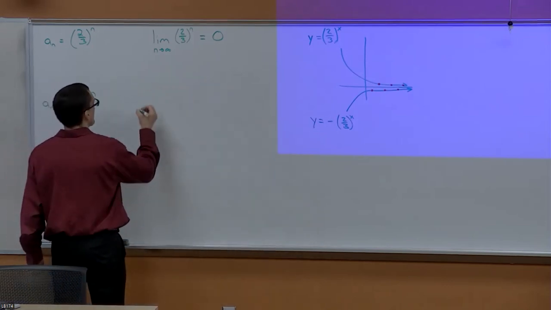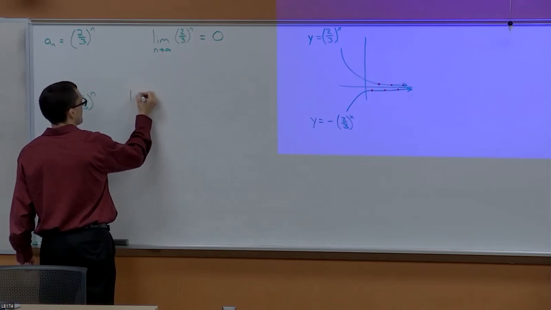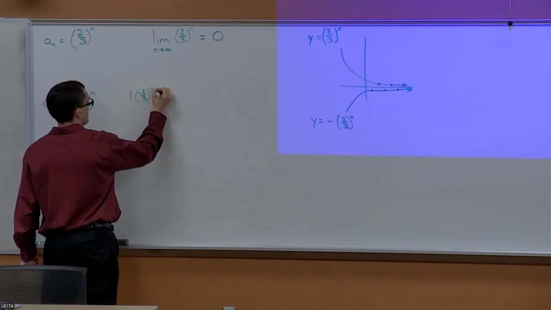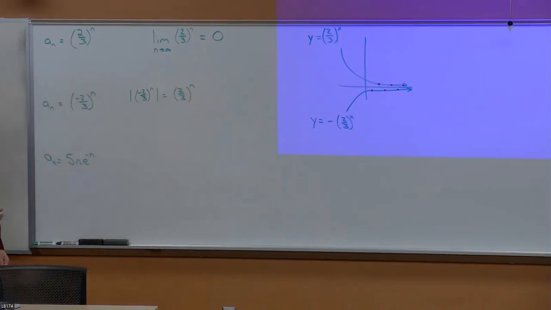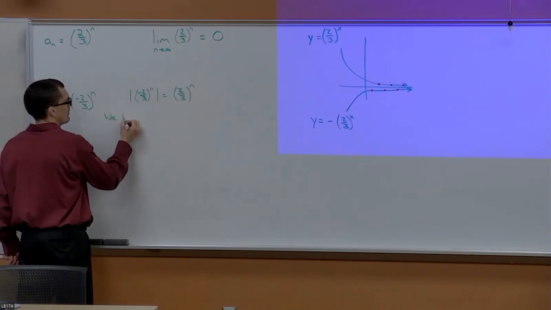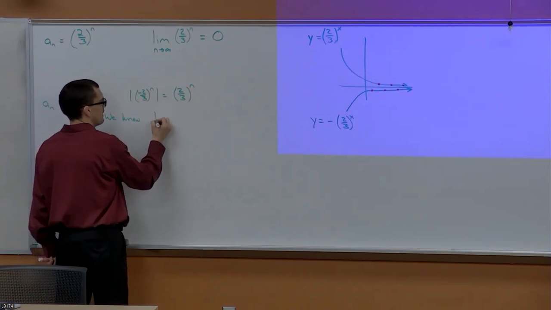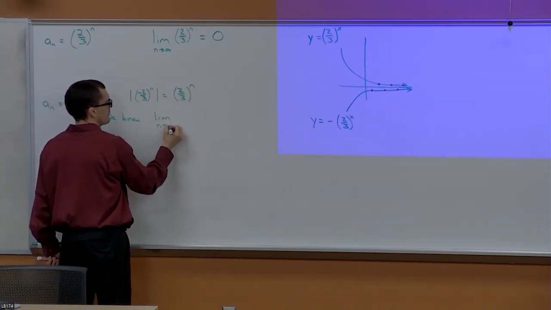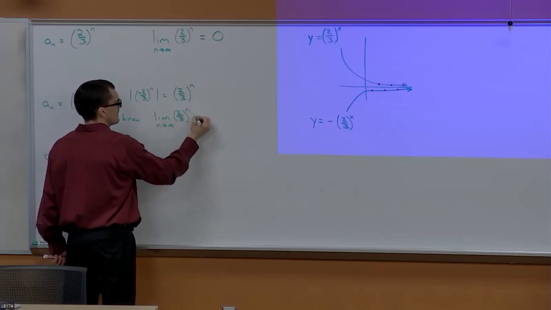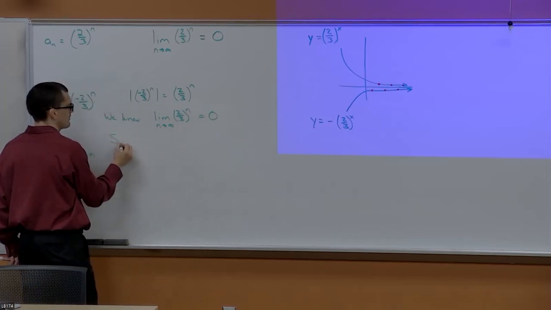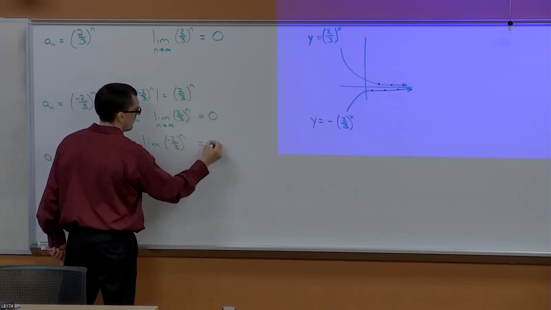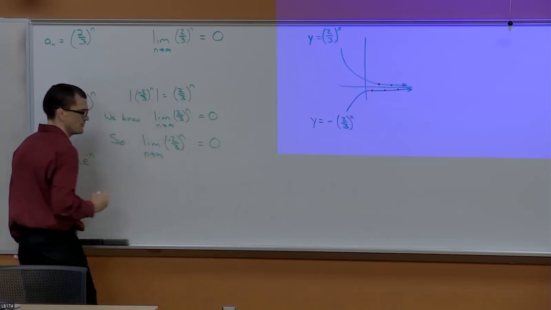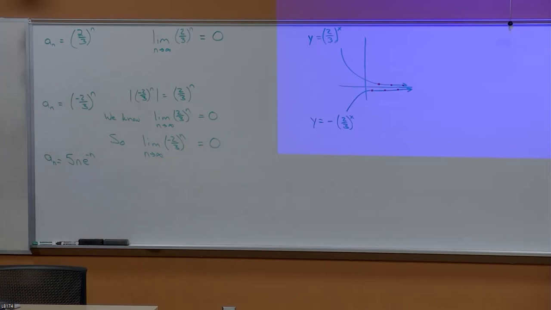Okay. If I take the absolute value of negative 2/3 to the nth power, that's the same thing as just 2/3 to the nth power. The negative is going to be canceled out. All right. We know from our work above that the limit as n goes to infinity of 2/3 to the nth power is zero. So by the absolute value theorem, the limit of negative 2/3 to the nth power also has to be zero as n goes to infinity. Right? That's the absolute value theorem.